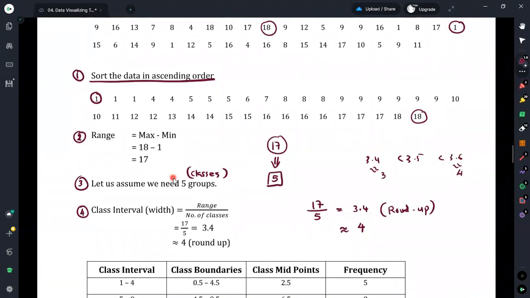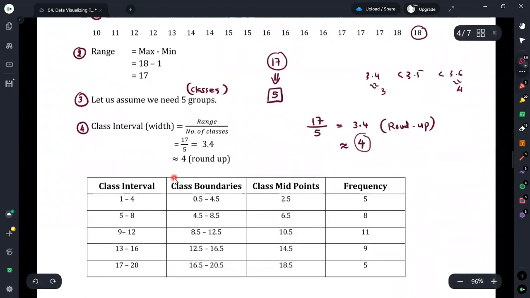But in this situation, when we are calculating the width, it says that 3.4 is the minimum it should have, so we always have to go in the upward direction. That is why we round this value off to 4 instead of rounding it to 3. Therefore, the rounded-up value is equal to 4. Then we can construct the class interval and all the other things.